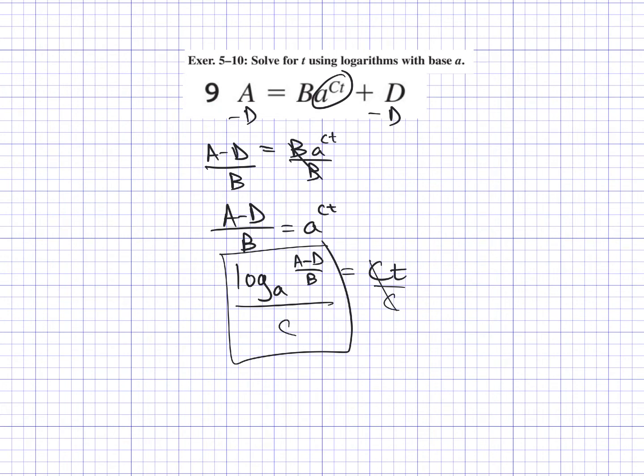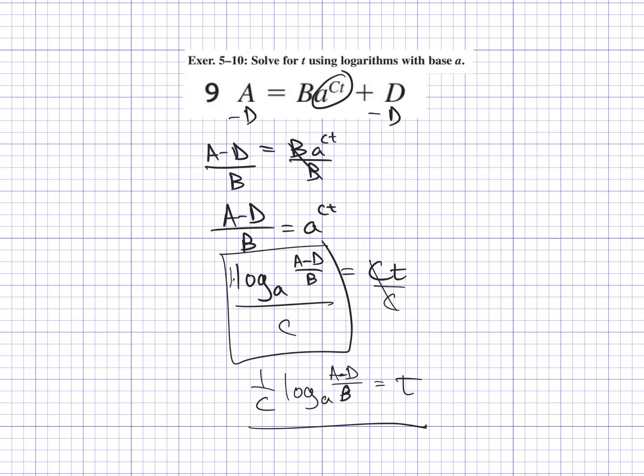Crazy. And if we wanted to make it look a little nicer, because you really shouldn't leave it looking like this, this is the same thing as a 1 out in front. We could just say 1 over c log base a of a minus d over b. That's the same thing, and actually that's probably a little neater to write this as the answer. That's probably what they have in the back of the book.